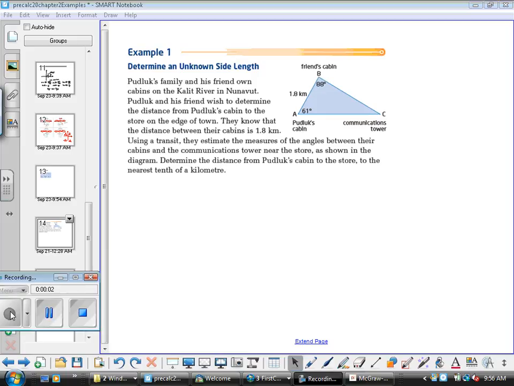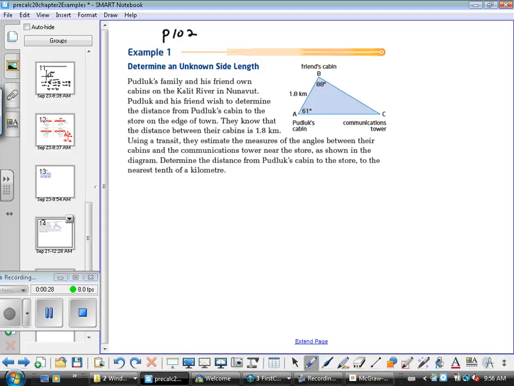Okay, here's example 1 for the section on the sine law, 2.3. That's page 102. Okay, and so we have our triangle. Pudluck's family and his friend own cabins on the Kalit River in Nunavut. Pudluck and his friend wish to determine the distance from Pudluck's cabin to the store on the edge of town. They know that the distance between their cabins is 1.8 kilometers.